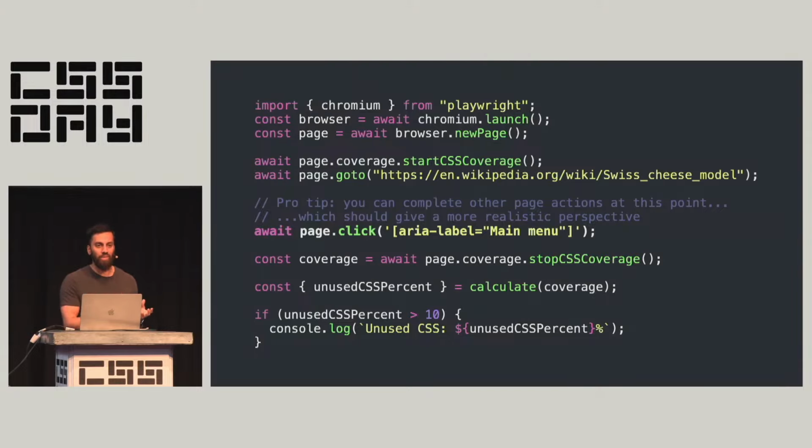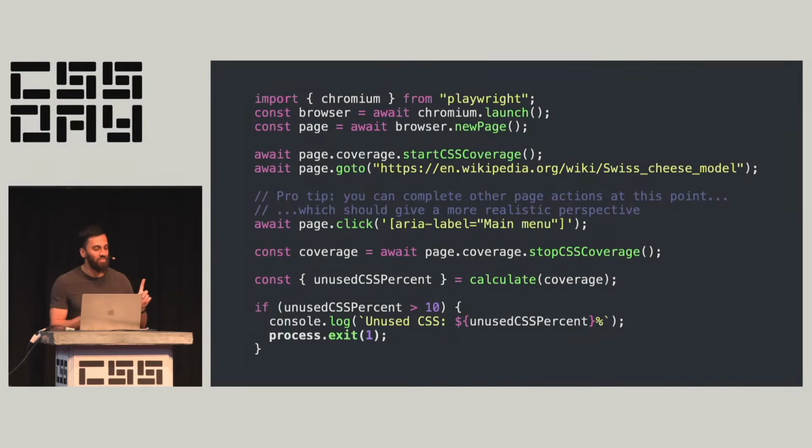Interact with the page in between that starting and stopping of the CSS coverage. Do the thing that your users are most likely to do when they first land on the page, because I put it to you, I'm speaking as a lawyer for some reason, I put it to you that if your unused CSS is still unreasonably high, even after you've interacted with the page, I don't think that's a good experience. And I would maybe use that as a trigger to say, hey, we need to fix this. I don't suggest that you start introducing process.exit.